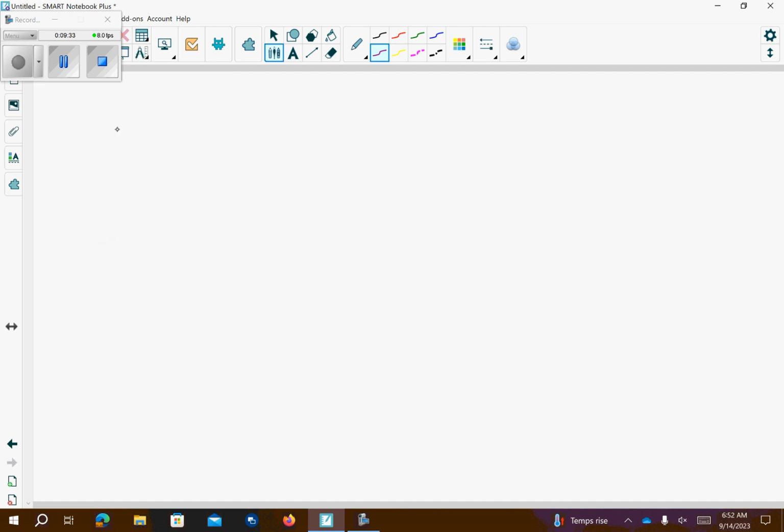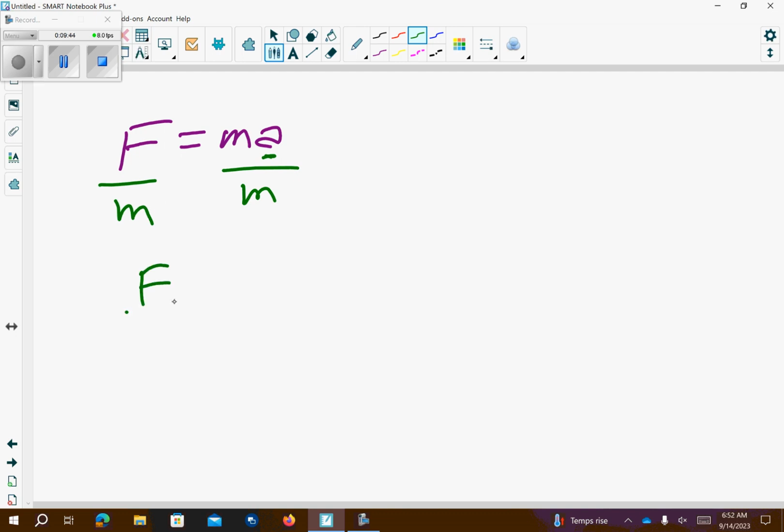Problem number 3, we have f equals m times a, and we want to get a all by itself. So m and a are being multiplied together, so I'm going to divide both sides by m. So f over m, those cancel, is equal to a.